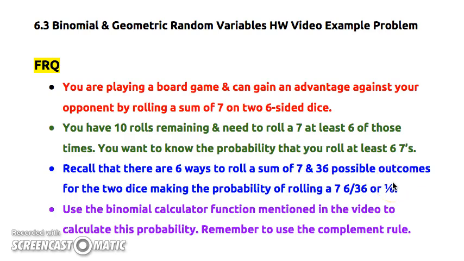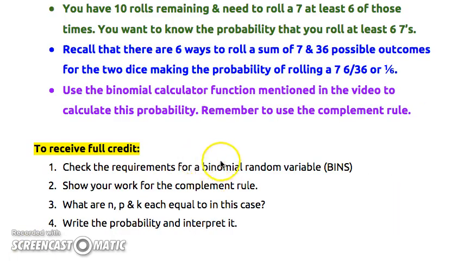Use that calculator function that I just used. Think about what n, p, and k are here. To get full credit, I'd like you to check the conditions for BINS, show the work for the complement rule just like I showed it above, those steps, and say what n, p, and k are equal to in this case, and then write down that probability and interpret it. So pause now and answer the free response question, and then start playing again to get the rest of the video and your multiple choice.